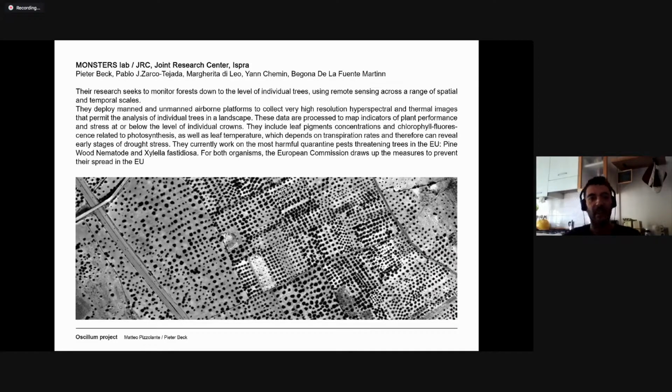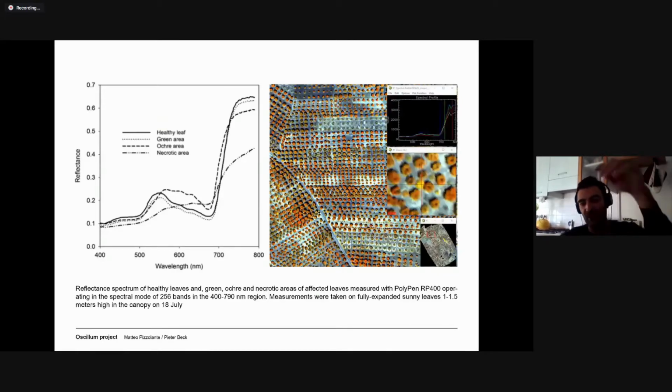At the same time, they take hyperspectral images, and hyperspectral images is a specific kind of photographs. So normal photographs are in the RGB field, meanwhile the hyperspectral images are in the entire visible spectrum.